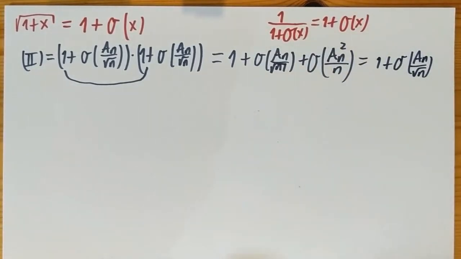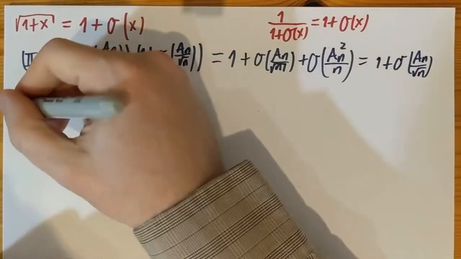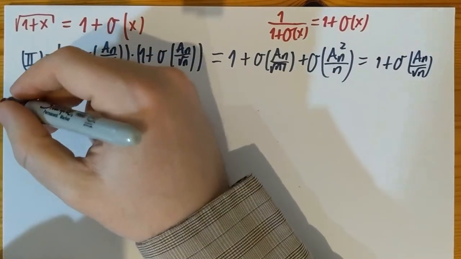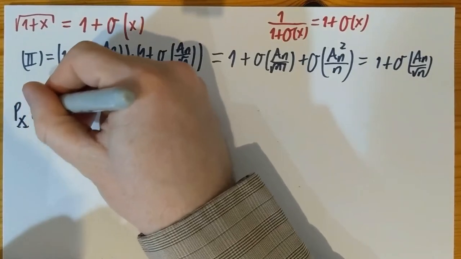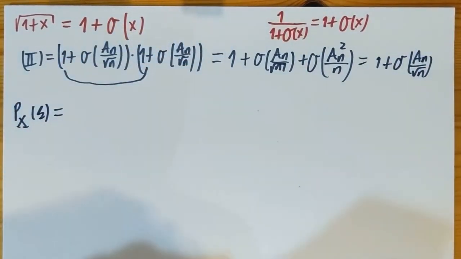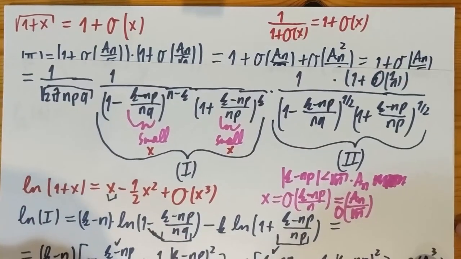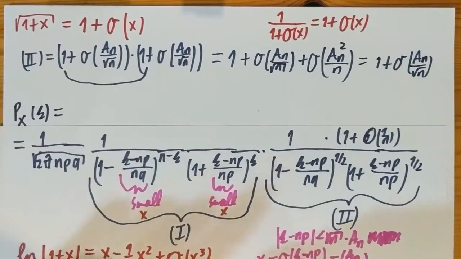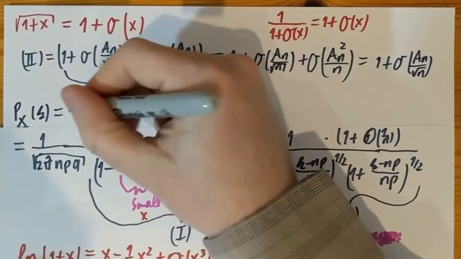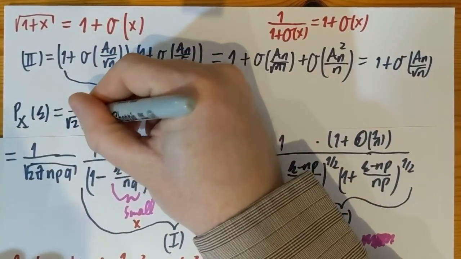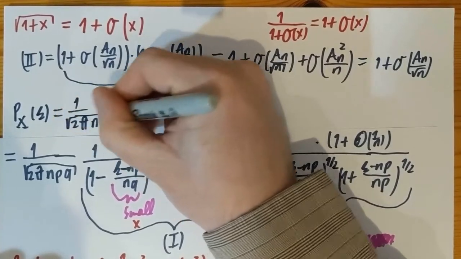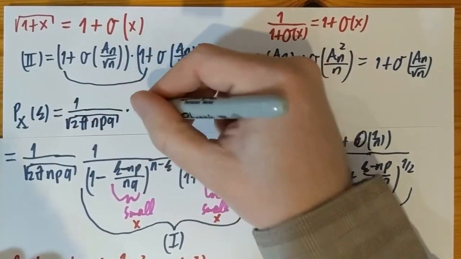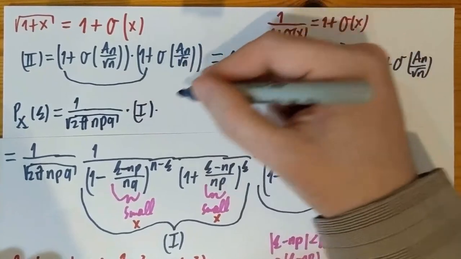And so now we have to combine everything together, and that will conclude the proof. So the mass function of k is equal to, according to the calculations before, 1 over square root of 2 pi NPQ times term 1 times term 2.